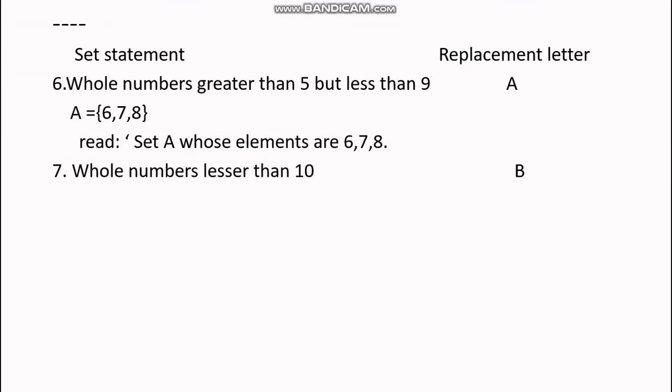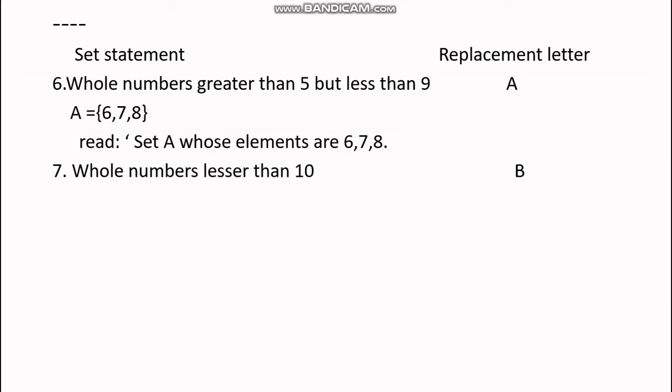Number 7, whole numbers lesser than 10. Can you enumerate all the numbers lesser than 10? Numero nga gamay sa 10, so magsugod na siya sa 9. Whole numbers man. Gamay sa 10: 9, 8, 7, 6, 5, 4, 3, 2, 1, and so on and so forth. So daghan kayo. We could not write it all.